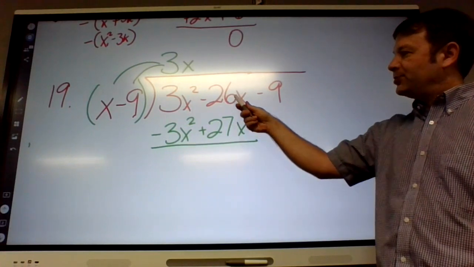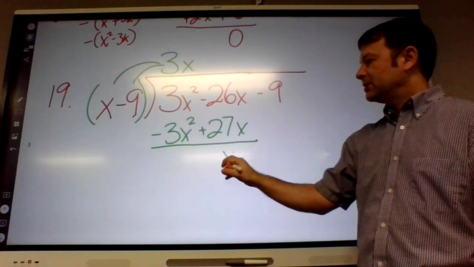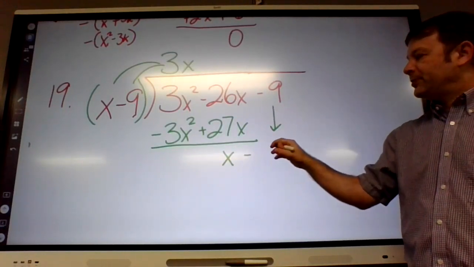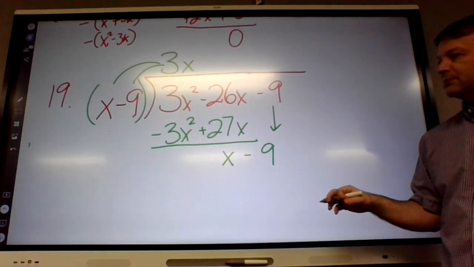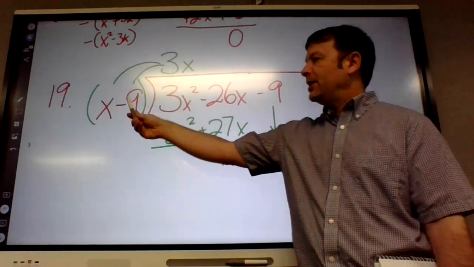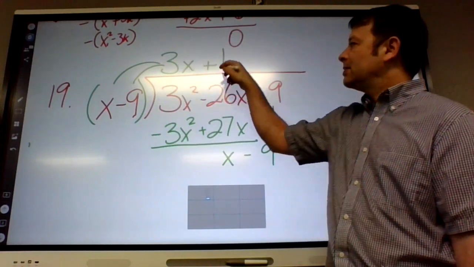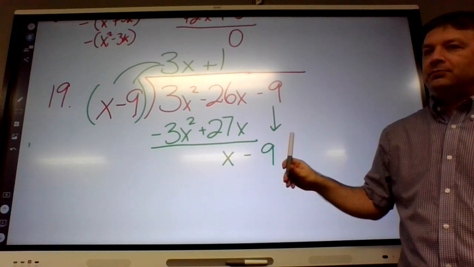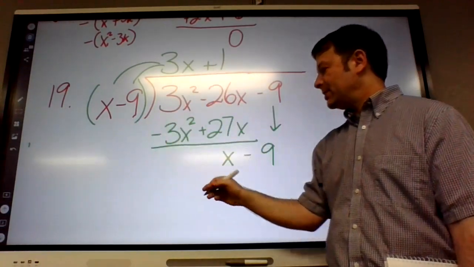And then what's negative 26x plus 27x? X. Then drop the minus 9. You divide again. X divided by x is 1. And then that whole term times 1 is the same thing. Right, 1 times x minus 9. That's kind of an easy one.